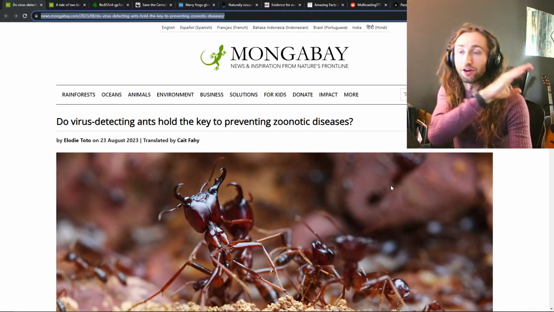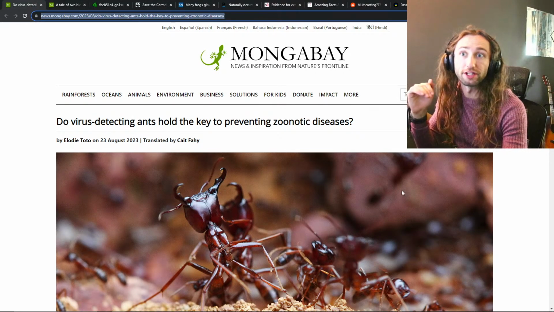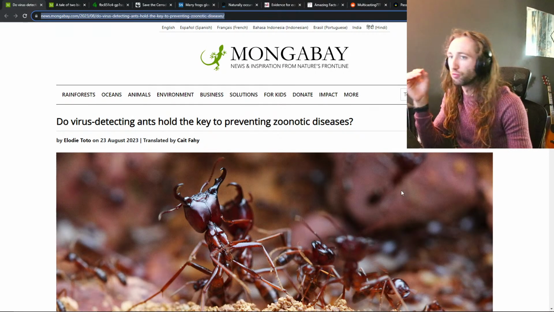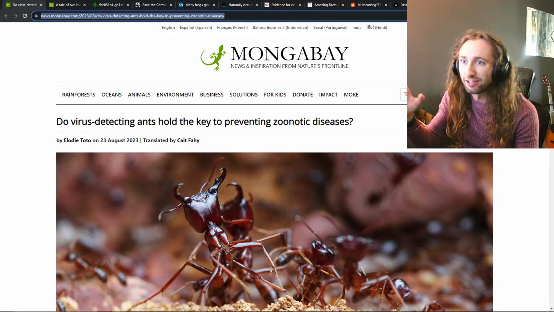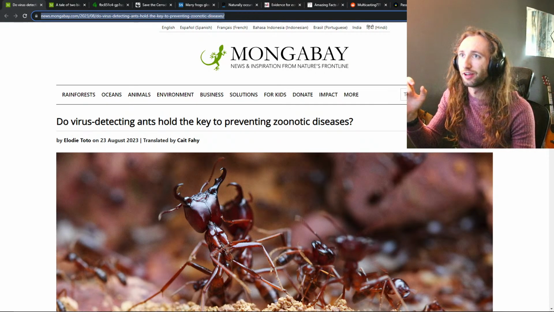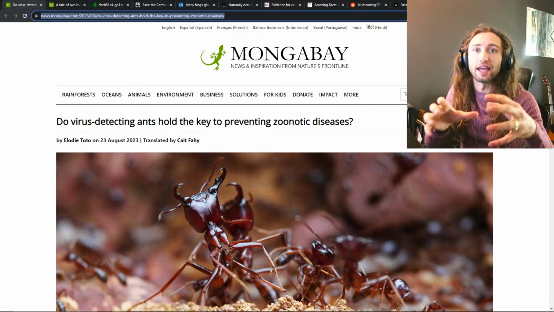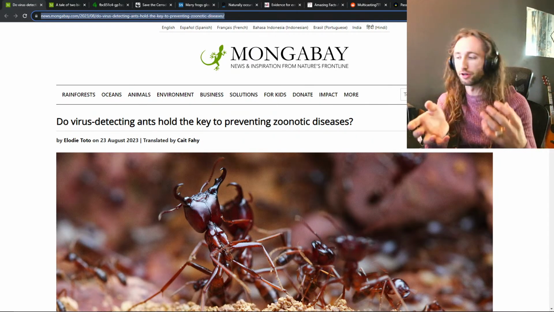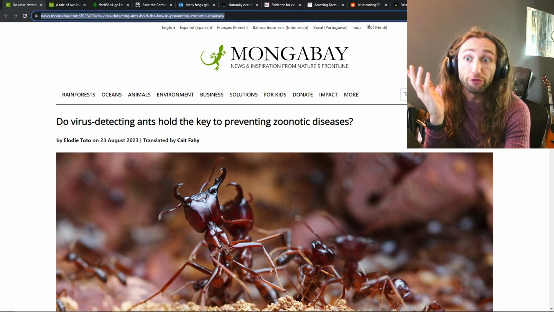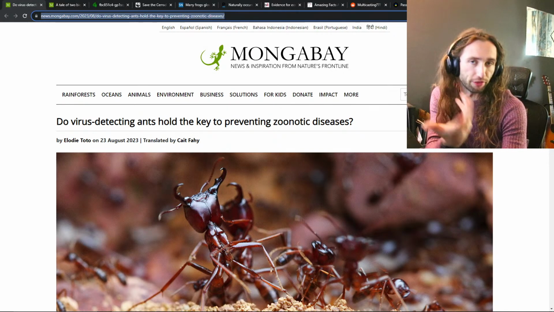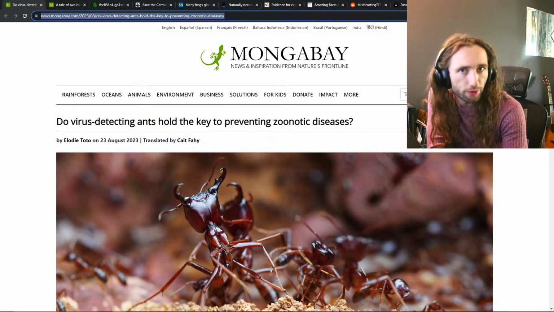So, I found this earlier today. It's called, Do Virus Detecting Ants Hold the Key to Preventing Zoonotic Diseases? This really spiked my interest because virus detecting ants, very interesting. A zoonotic disease is a disease that is passed from animals to humans. These are really well-known ones, such as Ebola, COVID was one, or potentially one if it was spread through bats. Rabies is probably the most well-known example.